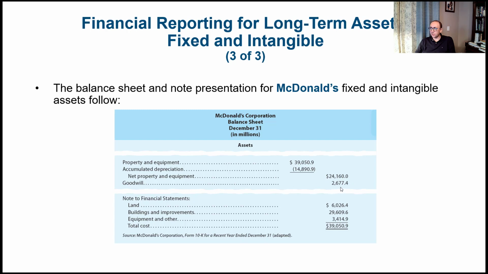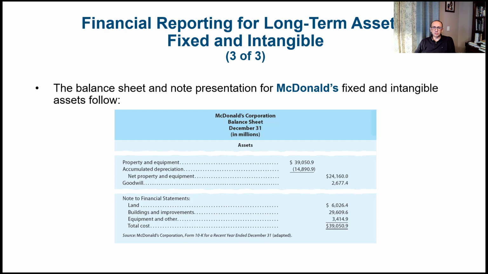And then they have the intangible asset goodwill, $2.6 billion. And then in the notes, they broke down the property, plant, and equipment, like the land, the building and improvements, equipment, and other, and total cost. And of course, this value matches the property and equipment value. So this is in the notes of the financial statements, or what we call the disclosures or the footnotes.